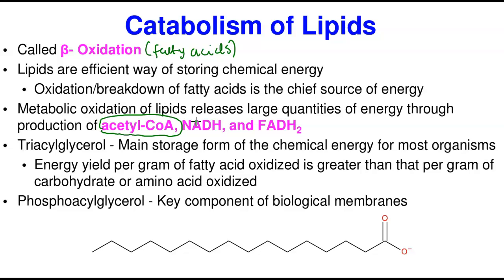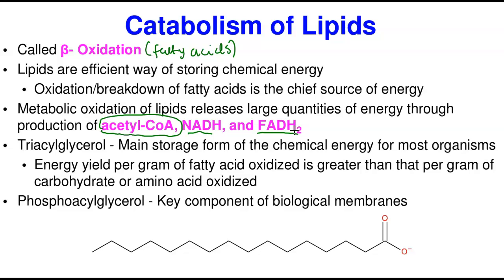And depending on the length of the chain of the fatty acid, you now decide the number of NADH and FADH produced. Remember, FADH gives you 1.5 moles of ATP. So these are all energy equivalents when they are actually produced.